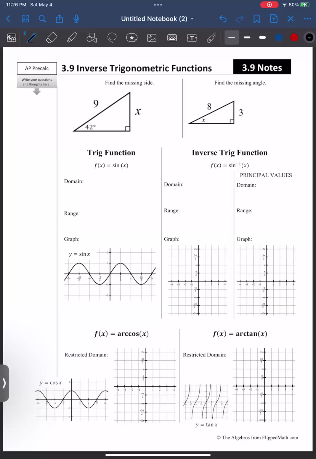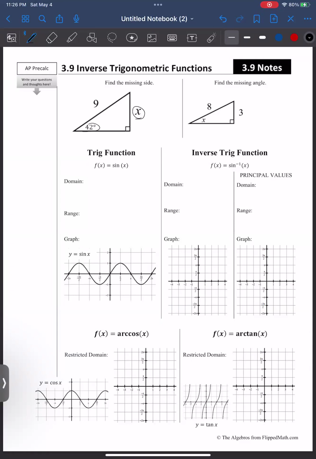3.9 covers inverse trig functions. So we have here find the missing side and find the missing angle. This might be familiar if you remember geometry. But essentially what's happening here is I have some information. I need to find out what's missing. So here I'm missing the x.